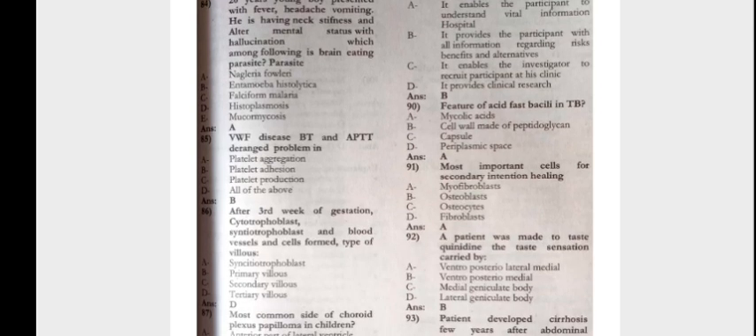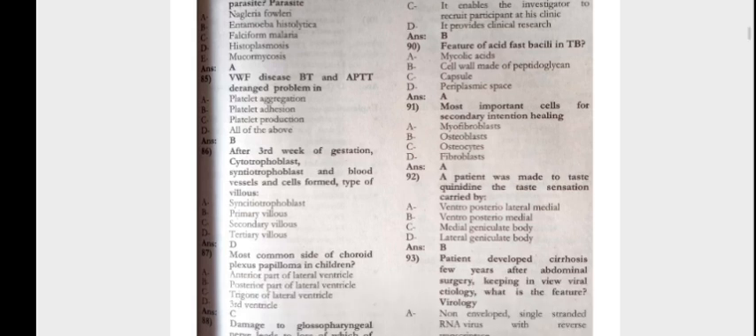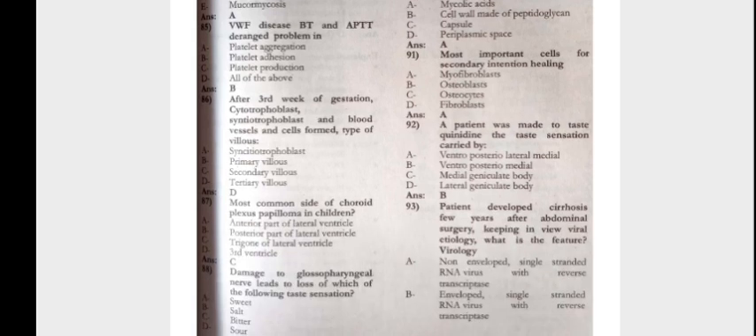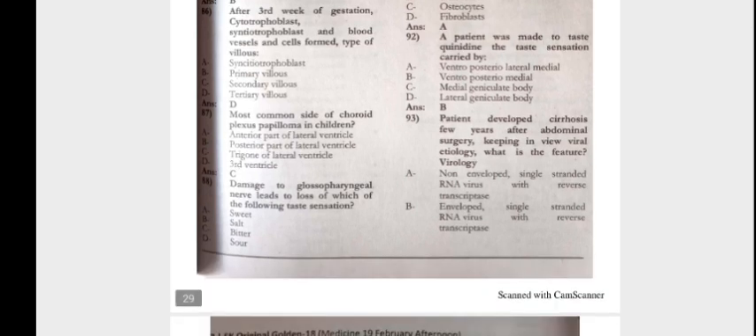Von Willebrand factor disease: BT raised, with deranged platelet adhesion. After the third week of gestation, cytotrophoblast in the blood vessels and cells form. Type of villus is the tertiary villus. Most common site of choroid plexus papilloma in children is the trigone of the lateral ventricle.